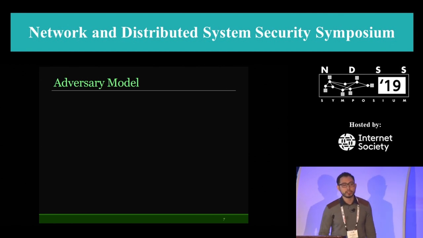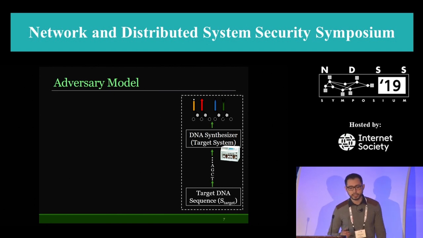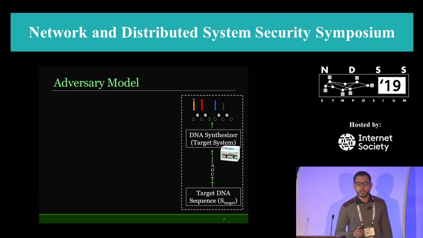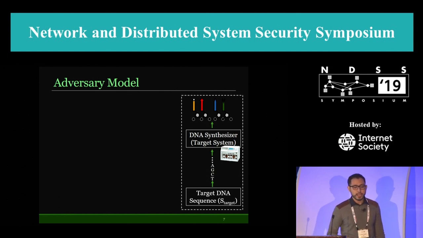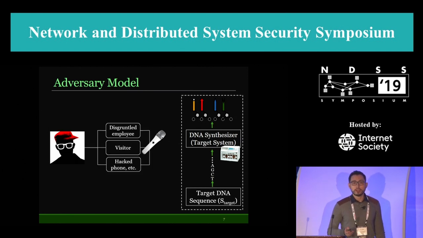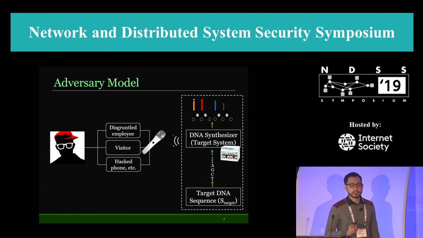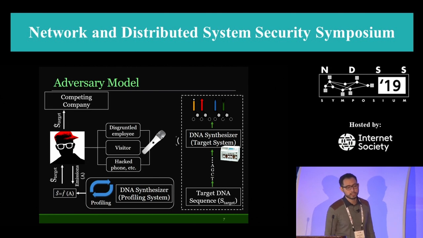In our work, in order to attack a target DNA synthesizer, we propose that an attacker can simply place a microphone, which can be a cell phone, in close proximity to the DNA synthesizer and collect the noise that it creates. In this scenario, the attacker can be a disgruntled employee, a visitor, or even a compromised electronic device which exists in the same laboratory where the DNA synthesizer works. Once the attacker collects the acoustic noise, he will use his estimation functions to predict the sequence and sell his prediction to a competing company for a profit.